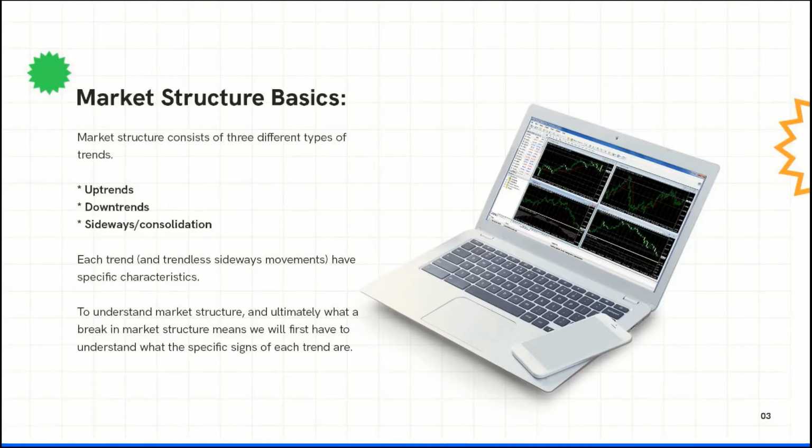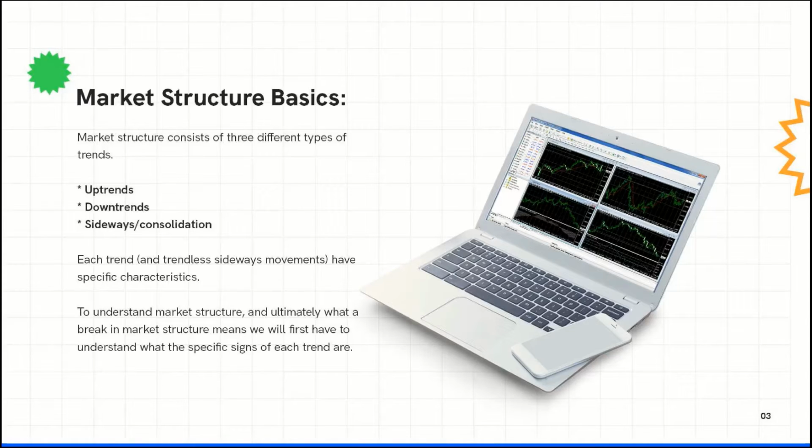Now, let's talk about the basis of market structure. Market structure consists of different types of trends. We have the uptrend, the downtrend, and the sideways or consolidating trend. Those are the three major types of trend that we have.